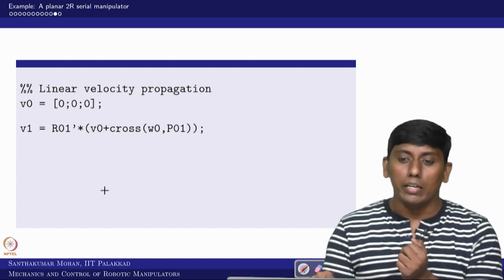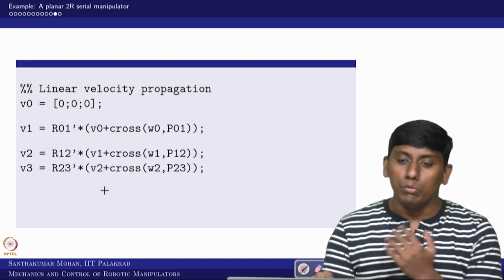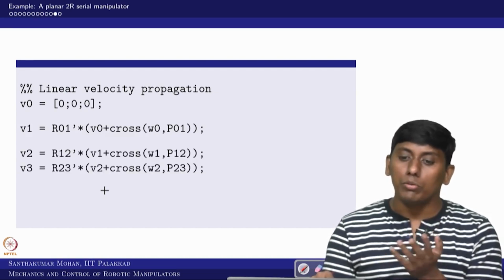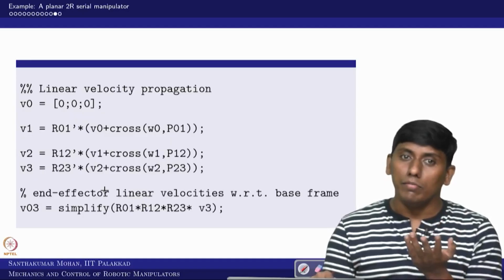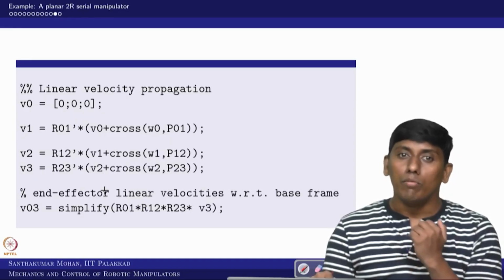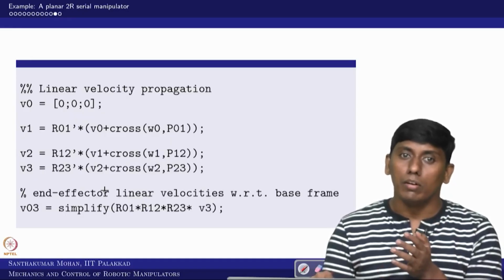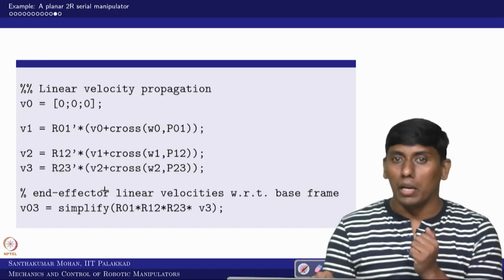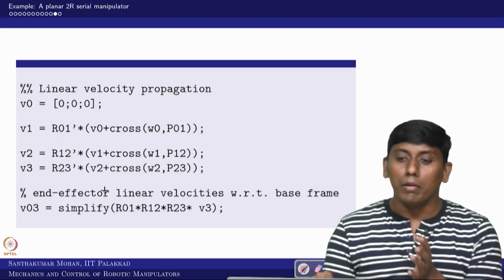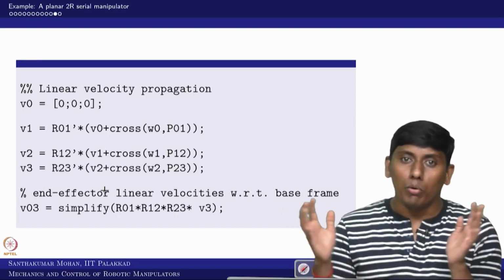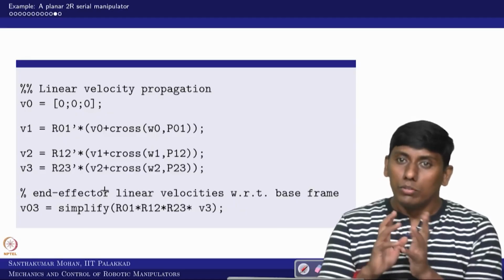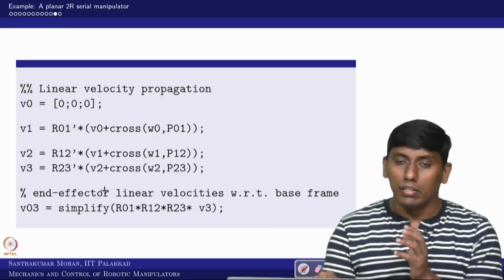Once you calculate V1, then V2 and V3 we can calculate. Once you calculate V3, you can get the V03, in the sense, the velocity of the third frame with respect to the 0th frame. Here the simplify command is just to simplify the overall equations. Okay, so now we will see this further.